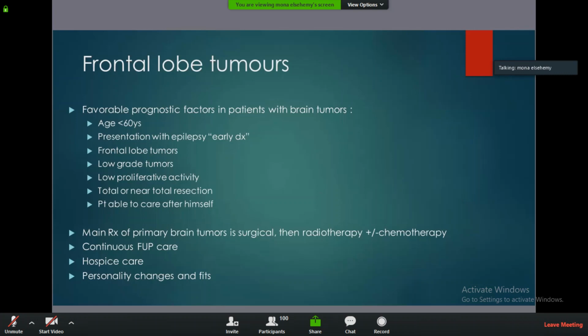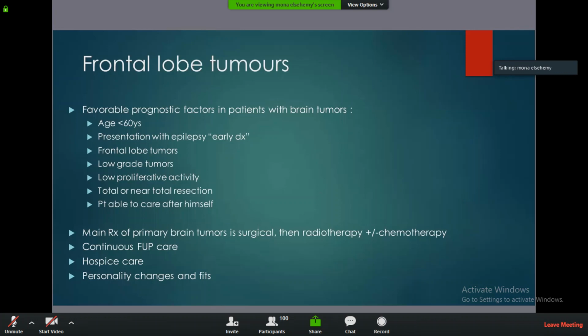Doctor, who asked about frontal lobe tumor. This is the prognostic factor, good prognostic factor in frontal lobe tumor. If the age is less than 60, if present with epilepsy or fit in early diagnosis, this means the tumor is superficial or affecting the cortex.